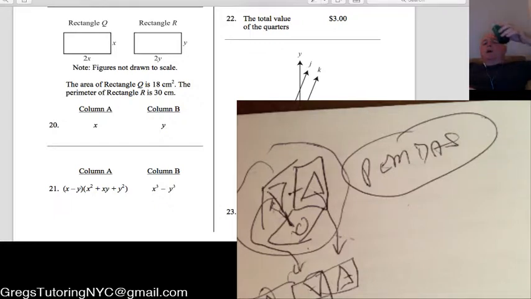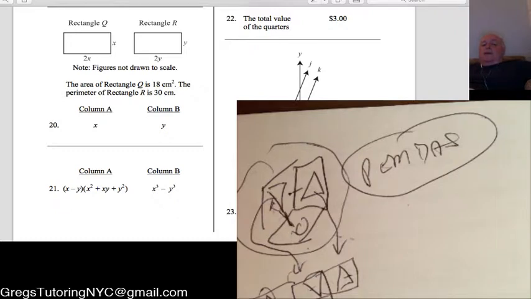Okay, so we're going to still approach this the same way. We're going to look at the illustration first. In this case, that's what it gives us first. We're also going to make sure we read all annotations, all labels, all captions, all keys, all legends, and all notes. So it says note, figures not drawn to scale. Duh!